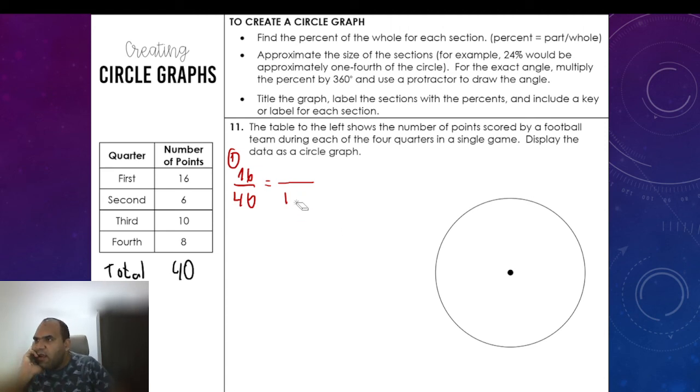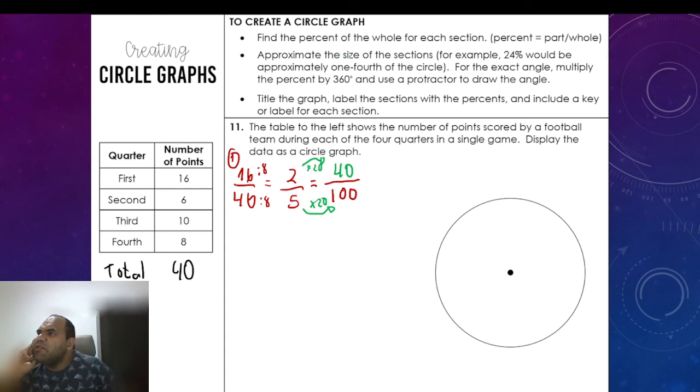Let's simplify first. Divide by 8, 8 and 8. 16 divided by 8 is 2, 40 divided by 8 is 5. So 2/5. Right now it's easier to find. Which number times 5 is 100, guys? It is 20. Then multiply by 20 over here also. 2 times 20 is 40. 40%, guys.